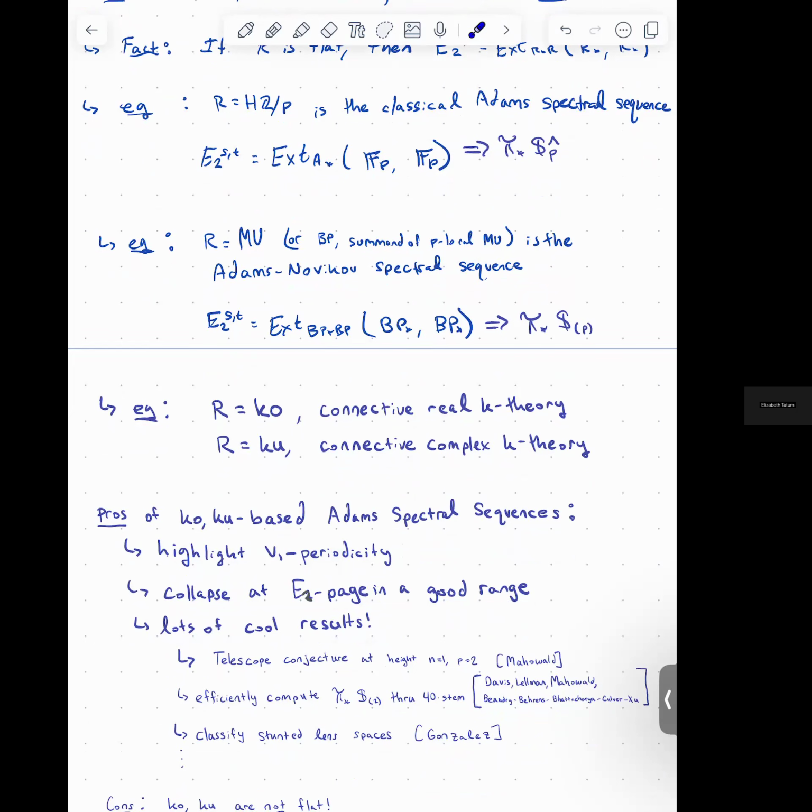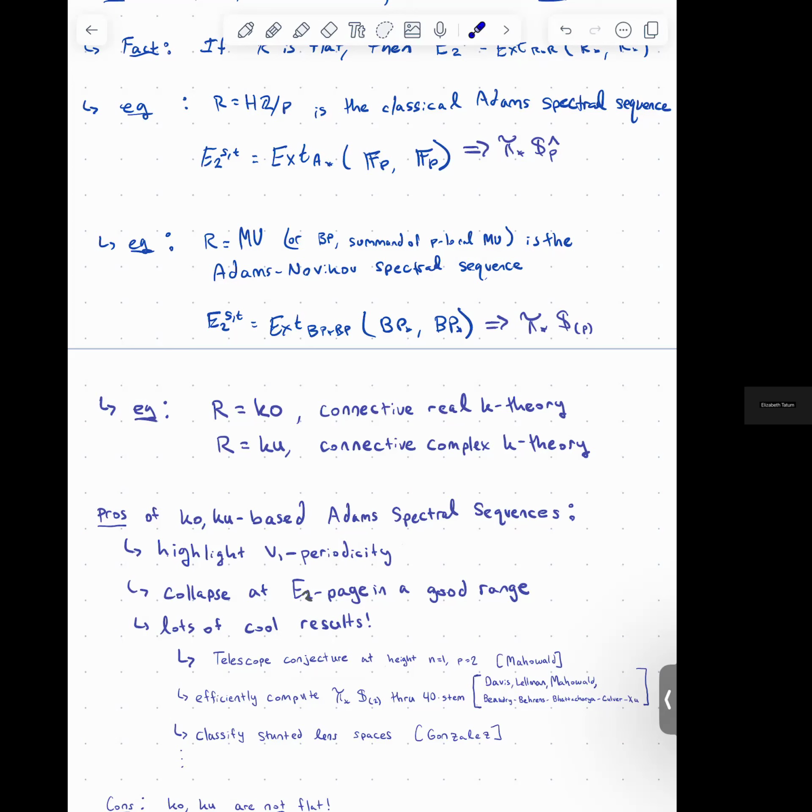So one of those would be the telescope conjecture at height n equals 1 for the prime 2, which was proved by Mahowald using the KO atom structural sequence. And of course, now that's been disproven at all the other heights. But it seemed to work out nicely, I guess, at the height where it worked.